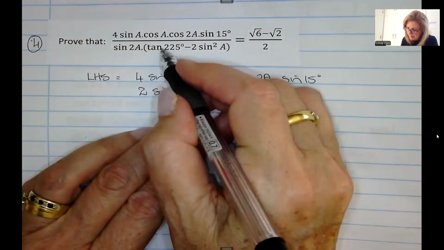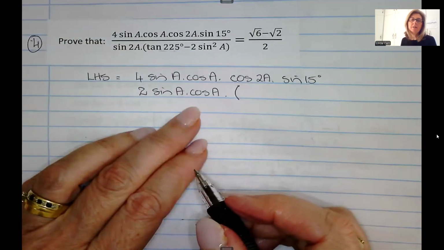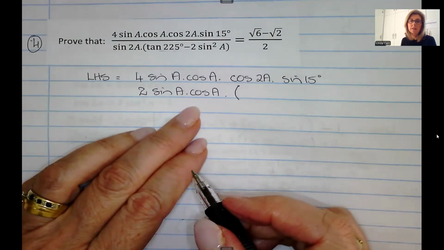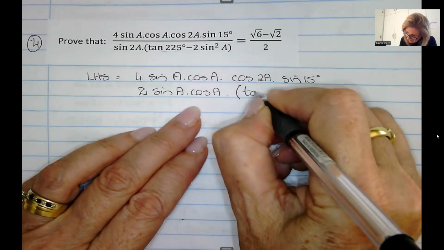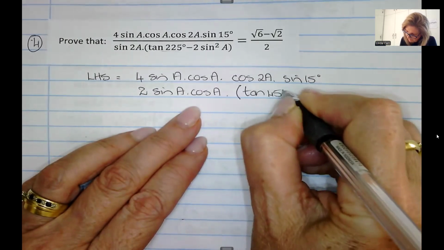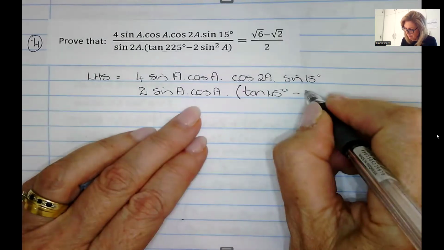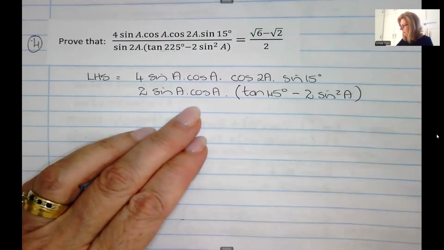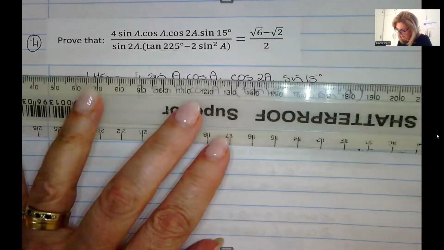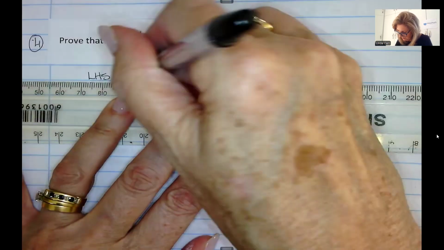In the bracket, tan of 225 is in the third quadrant. Tan is positive in the third quadrant, so it's a 180 plus 45. Unfortunately, we do have to write that step in. Otherwise, we're going to be accused of using our calculators if we're not supposed to be using a calculator.